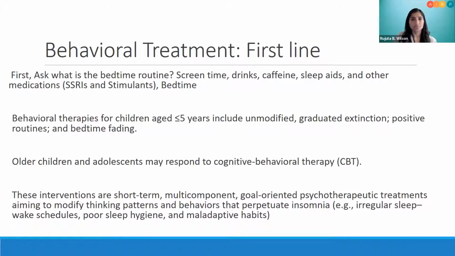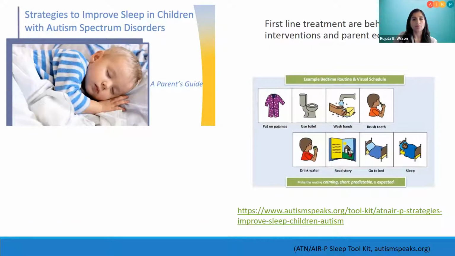These interventions are often short-term. They're multi-component, goal-oriented therapeutic treatments aiming to modify thinking patterns and behaviors that might perpetuate insomnia. So these are things like irregular sleep-wake cycles, poor sleep hygiene, and other maladaptive habits that can really affect your sleep, like I mentioned earlier. One tool that I often refer patients or others to is something that's been put out by the Autism Treatment Network. These are strategies to improve sleep in children with autism. It's essentially a very nicely put together packet of behavioral strategies, first-line treatment and behavioral interventions, and parent education to approach and utilize to start helping with those bedtime routines and improve sleep hygiene.